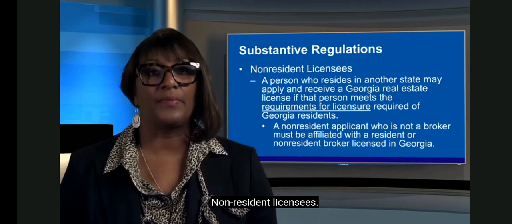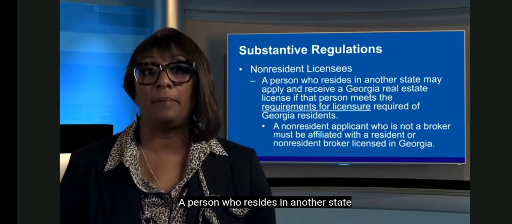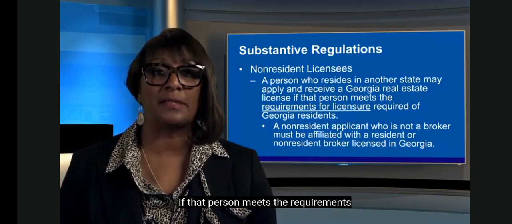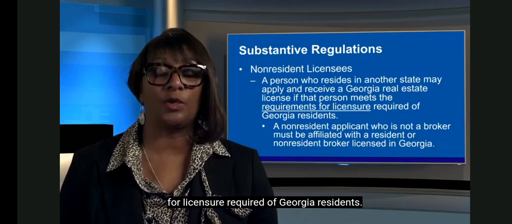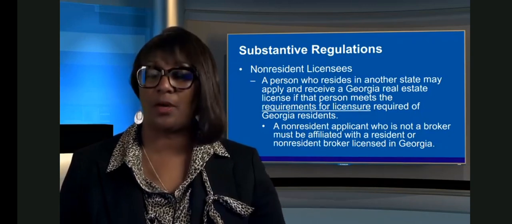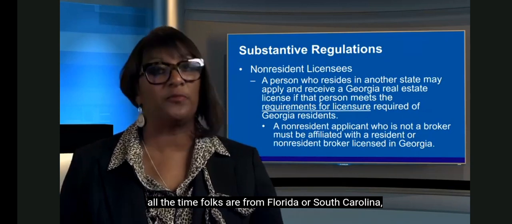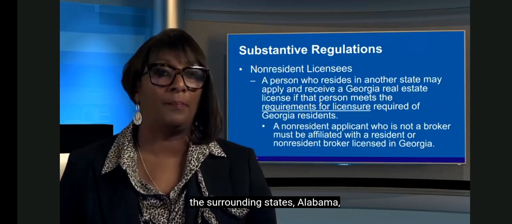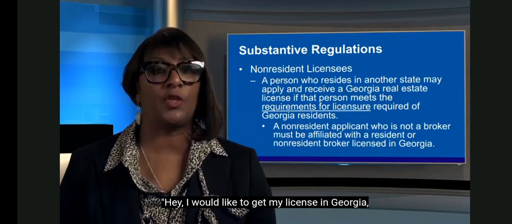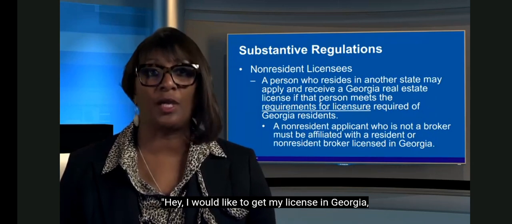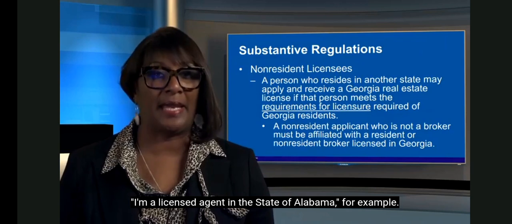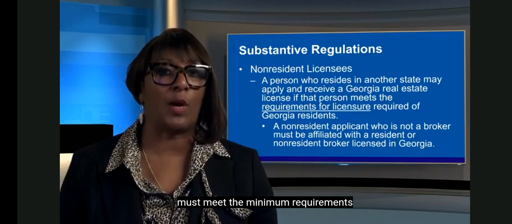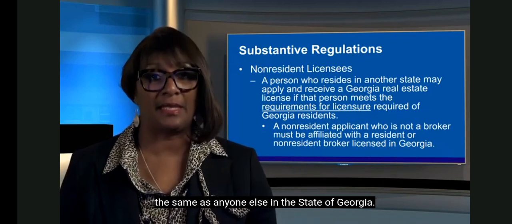Non-resident licensees. A person who resides in another state may apply and receive a Georgia real estate license if that person meets the requirements for licensure required of Georgia residents. So folks from Florida or South Carolina, the surrounding states, Alabama, may contact someone to say, hey, I would like to get my license in Georgia. I'm a licensed agent in the state of Alabama, for example. That Alabama resident licensee must meet the minimum requirements, the same as anyone else in the state of Georgia.